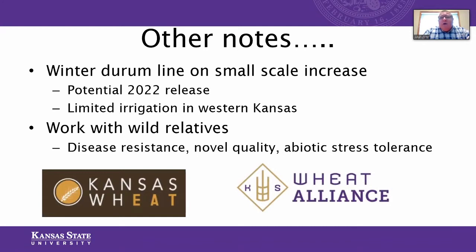I wanted to wrap up by just talking about a few of the things that are going on in the breeding program other than just those variety releases. We've been working on winter durum for a number of years. We really have been working on it for almost 20 years at this point. We really wanted to keep it quiet for a while and just work on it quietly until we could get it to the point where we thought there was some potential there. We have a line that's on increase for potential release in 2022.